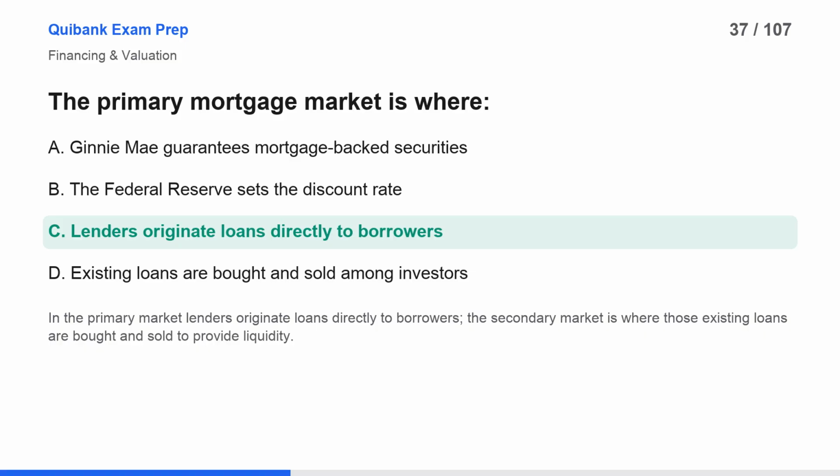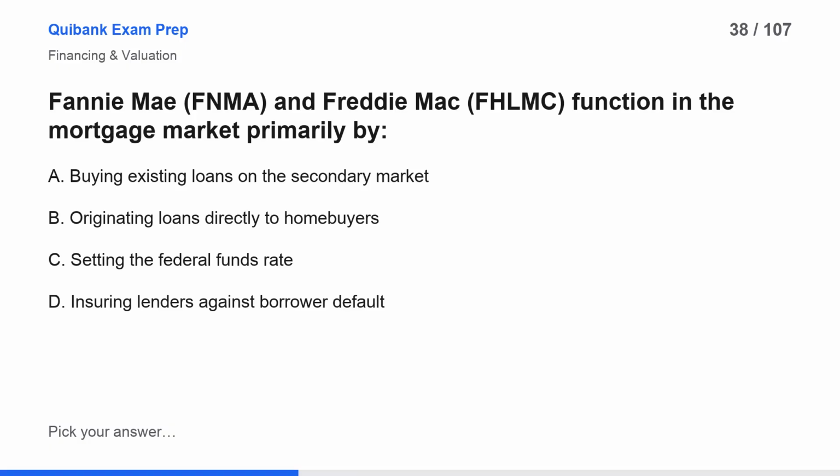The answer is C. Lenders originate loans directly to borrowers. In the primary market, lenders originate loans directly to borrowers. The secondary market is where those existing loans are bought and sold to provide liquidity. Question 38. Fannie Mae FNMA and Freddie Mac FHLMC function in the mortgage market primarily by A. Buying existing loans on the secondary market. B. Originating loans directly to homebuyers. C. Setting the federal funds rate. D. Insuring lenders against borrower default.